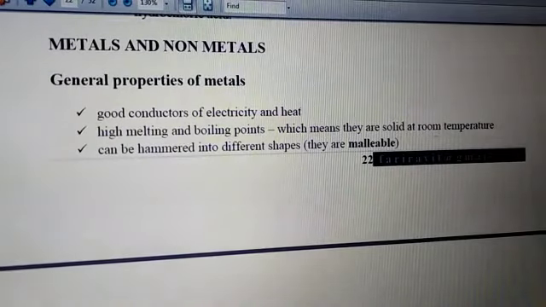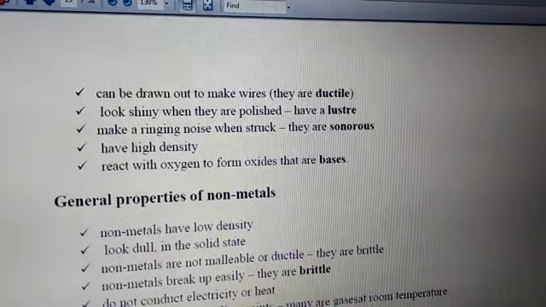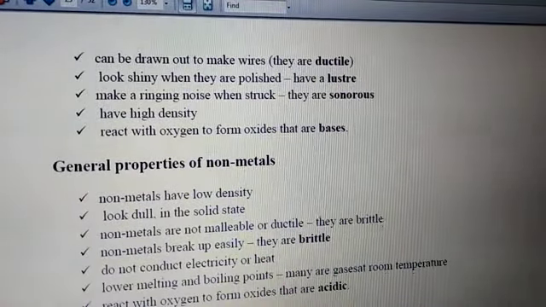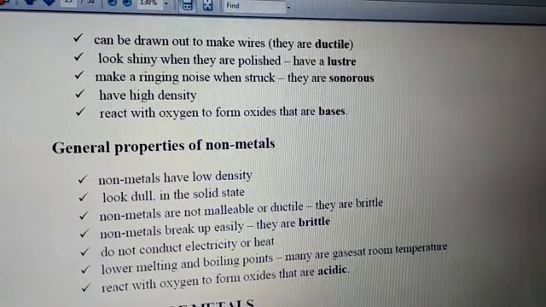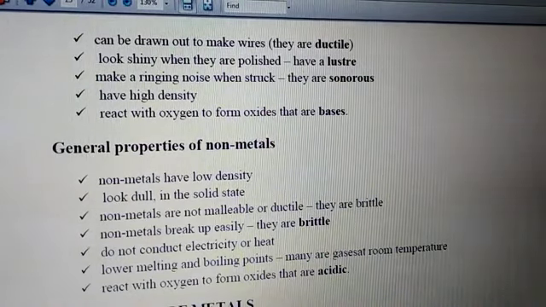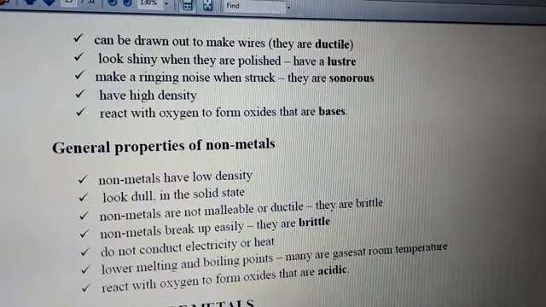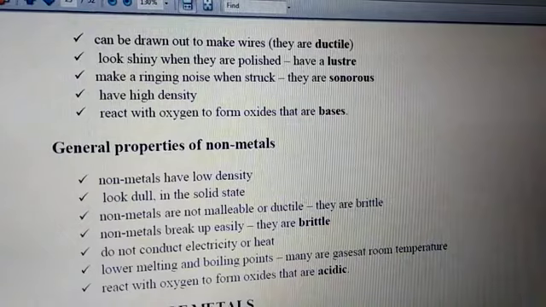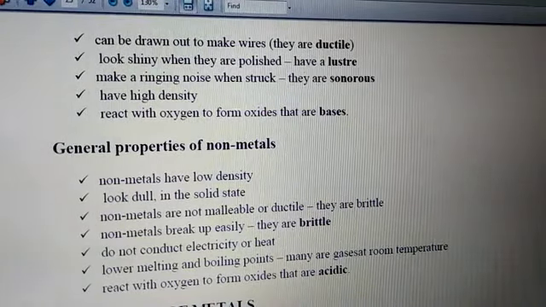And these metals can be hammered into different shapes. This simply means that they are malleable. You can find them as a needle, as an axe, as a wheelbarrow, as a door handle. They can be changed into any form, right? That means they are malleable. Another thing, they can be drawn out to make wires. I'm sure you can agree with me. Cables are made up of metal wires, our electrical wires, you know.